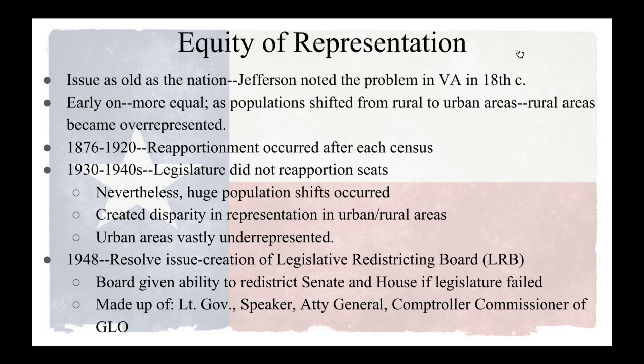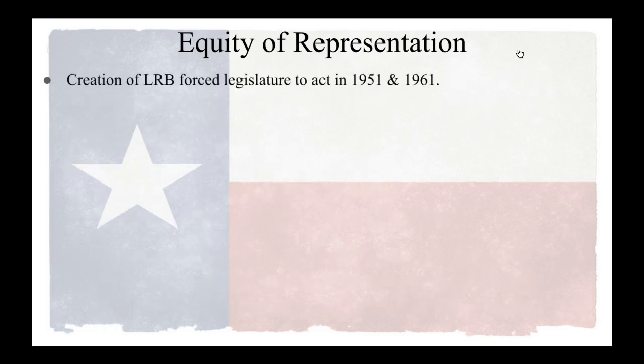And so the board is made up of the Lieutenant Governor, the Speaker of the House, the Attorney General, the Comptroller, and the Commissioner of the General Land Office. So all of these individuals would be responsible for reapportioning seats in the event that the legislature failed to do so. And so this is essentially going to force the hand of the legislature to act in 1951 and 1960 after the federal census. And so the legislature is not going to want to cede power to the Legislative Redistricting Board, so they're going to act.